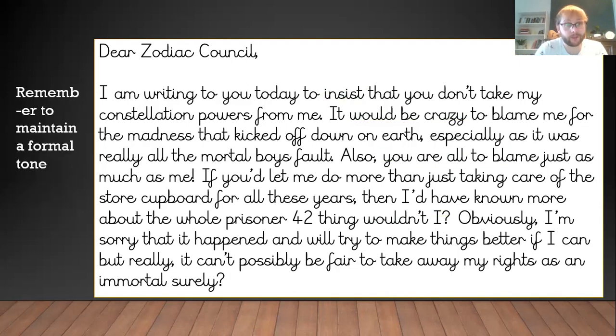Another thing that it doesn't do very well is it doesn't maintain a formal tone. Now, we've done some work on formal tone, so I am going to highlight where it's not formal, but before I show you where it's highlighted, I'd like you to pause the screen and see if you can identify all the places where this letter is not formal. It should be, it isn't.